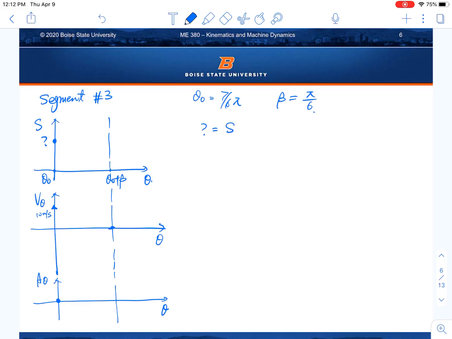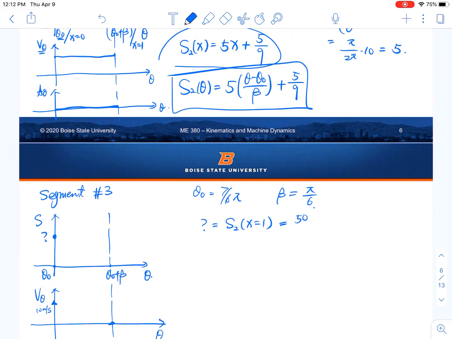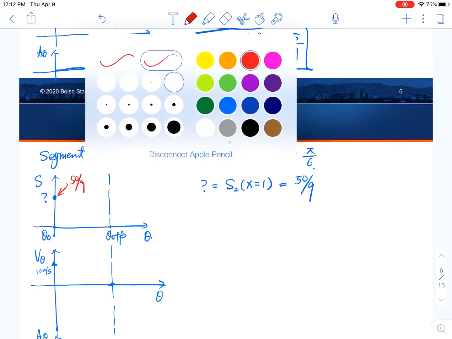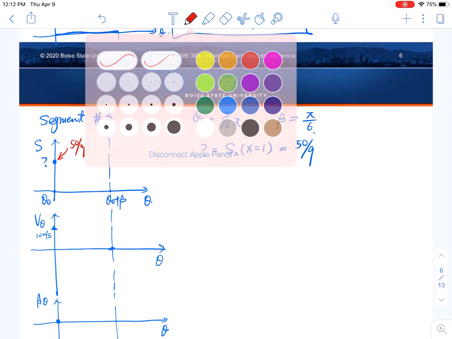So this question mark equals S2, x equal to 1, right? That's the ending displacement from segment number 2, which means your segment number 3 should directly follow segment number 2. So we plug x equal to 1 back into there, and then you have 50 over 9. All right, so this is known, 50 over 9. And then we don't know here. So let's circle out all the known values we have.